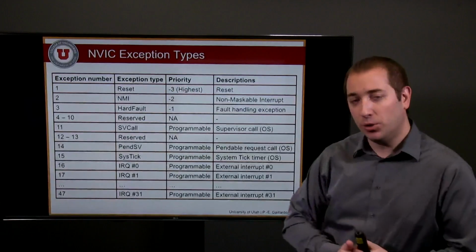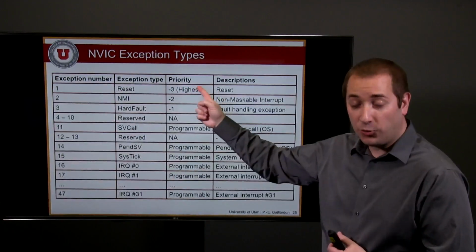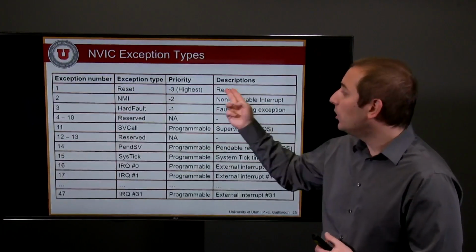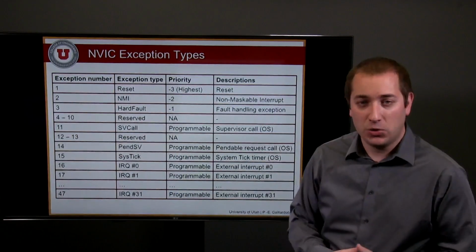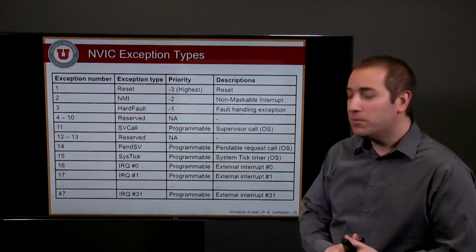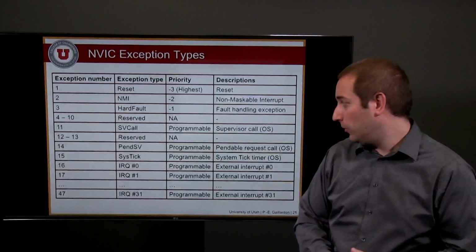Every single exception number is associated with a priority. The highest priority is represented by the lowest number, and it starts with the reset vector. Once you reset your processor, you want that to have the highest priority, of course. This is immediately followed by the non-maskable interrupt with a priority of -2, followed by the hard fault.